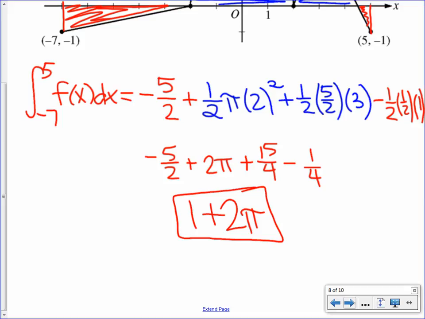This is nice, right? And yay for drawing pictures if we need them.